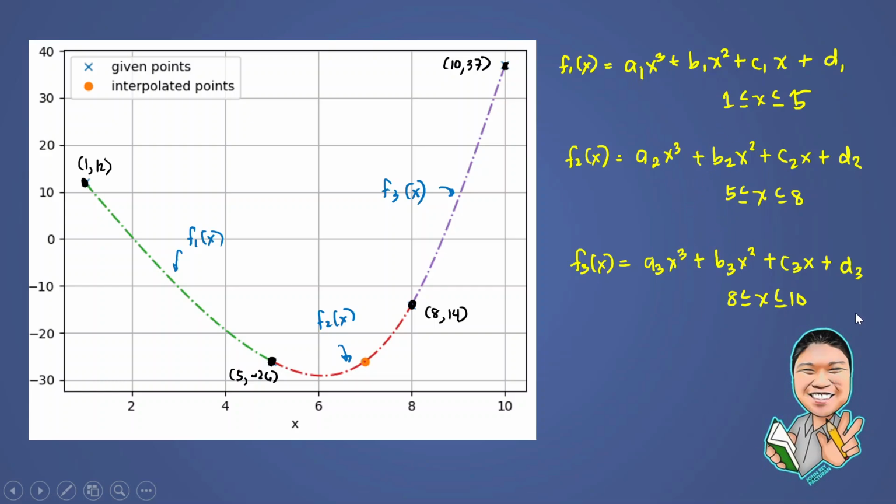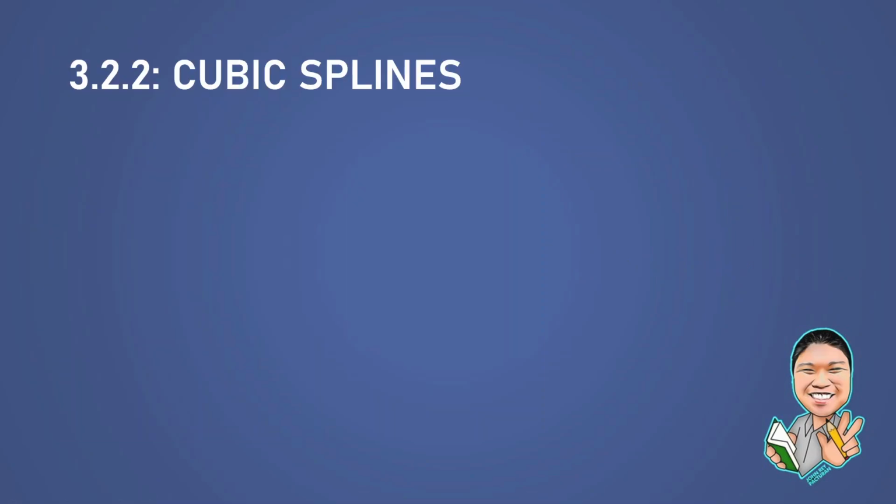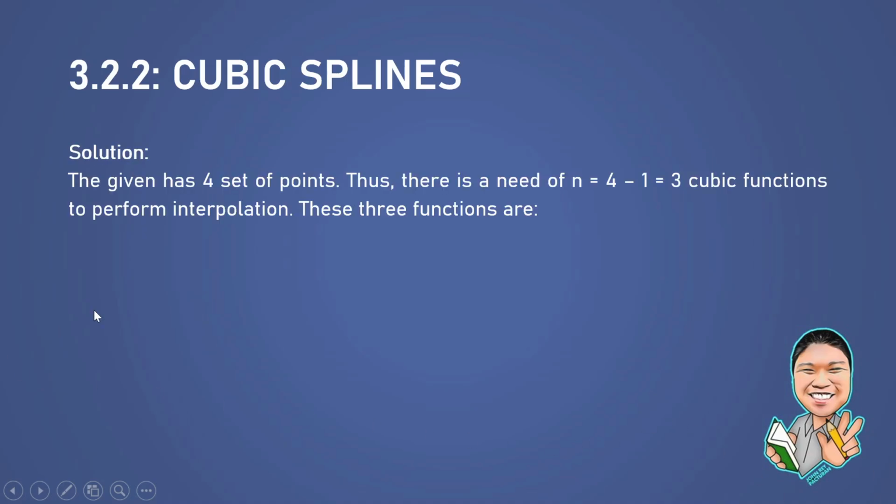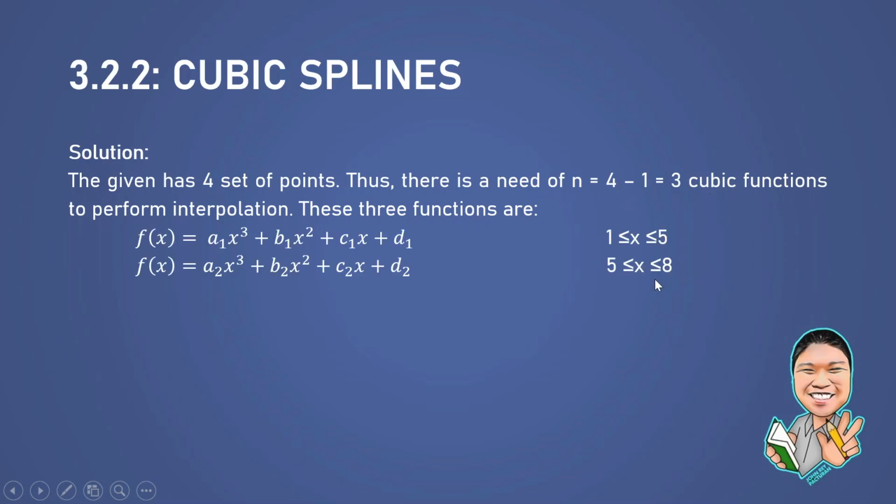Ang concern na lang naman natin is i-derive yung values ni A1 to D3. So yung 12 na yan, and as I said, since we have 12 unknowns, we need 12 linear equations. So, simulan natin yung pag-derive nun. So, as I said kanina, the given has 4 set of points. Thus, there is a need of 3 cubic functions to perform interpolation. So, these functions are, yung kasusulat ko pa lang.